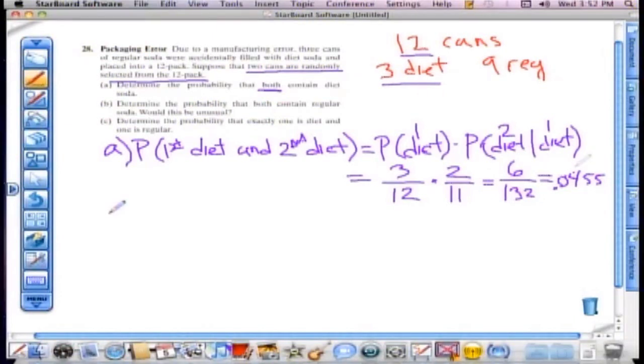Okay, part B. What's the probability that they were both regular soda? So again, the probability that they're both regular would be the first is regular, and the second is also regular soda.